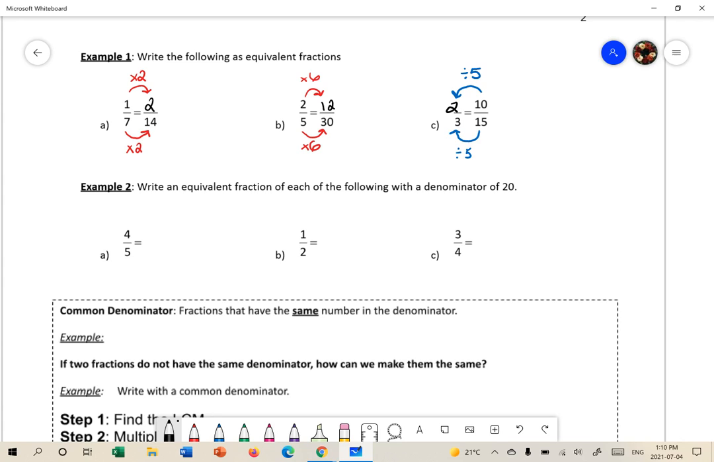Example 2. Write an equivalent fraction for each of the following with a denominator of 20. So we want a denominator of 20 for all of these equivalent fractions. To go from 5 to 20, we're multiplying by 4. So we're going to do the same to our numerator. 4 times 4 is 16. To go from 2 to 20, we multiply by 10. So we do the same to our numerator. And finally, to go from 4 to 20, we're multiplying by 5. So we'll do the same in the numerator.